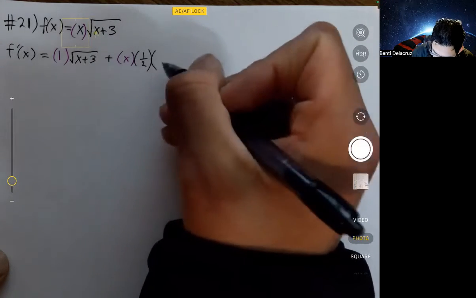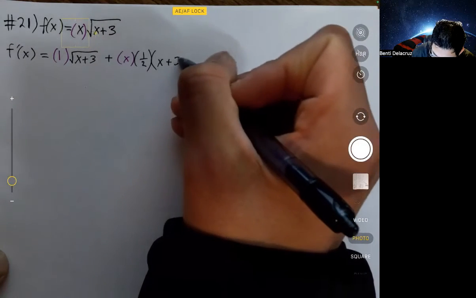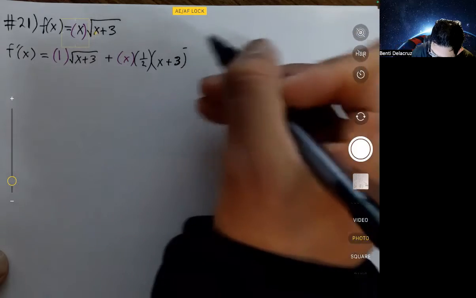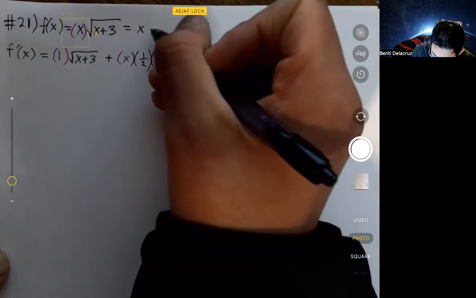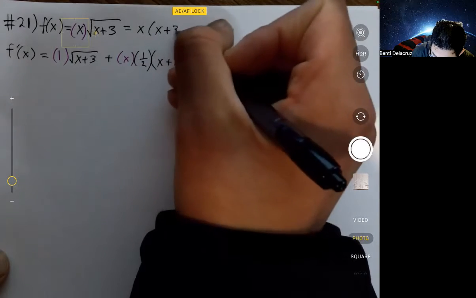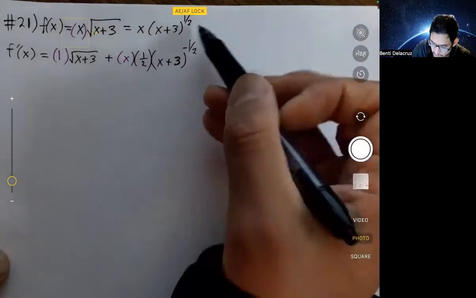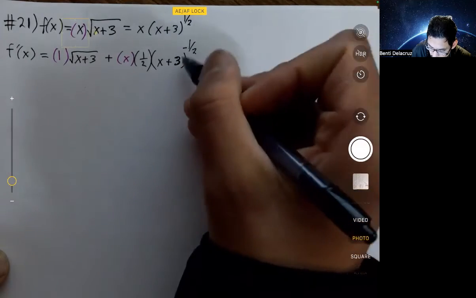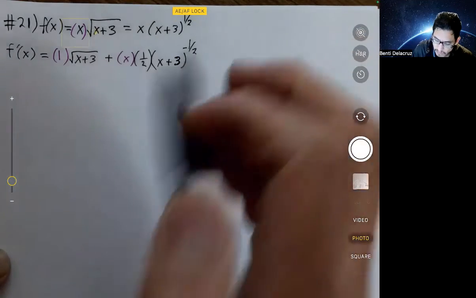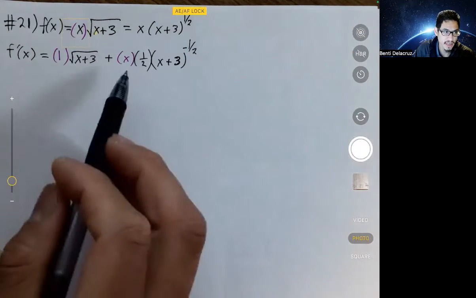So 1/2 times x plus 3 to the negative 1/2. And let me just rewrite it here so you can know what I mean. This is the same as x times x plus 3 to the 1/2. So using power rule times the derivative inside, which is just 1, so you don't have to do anything. All right, now let's find the second derivative.